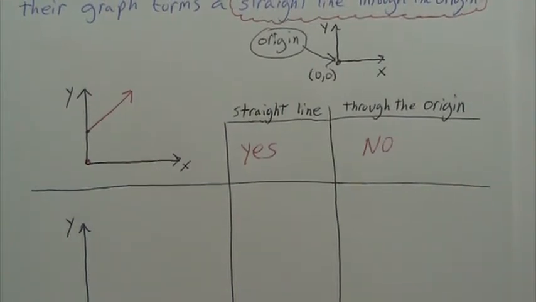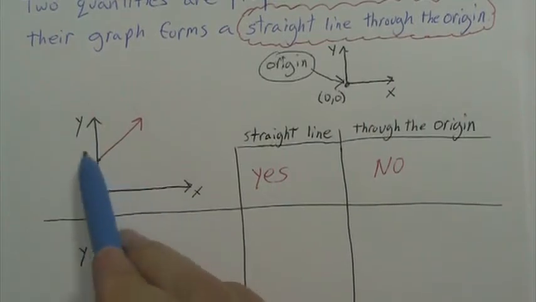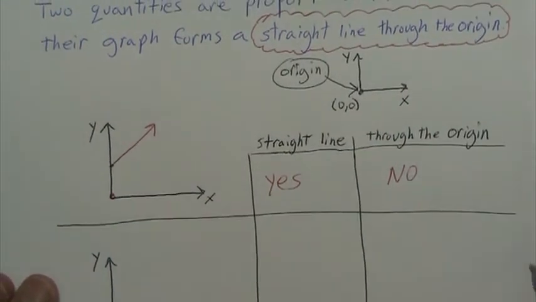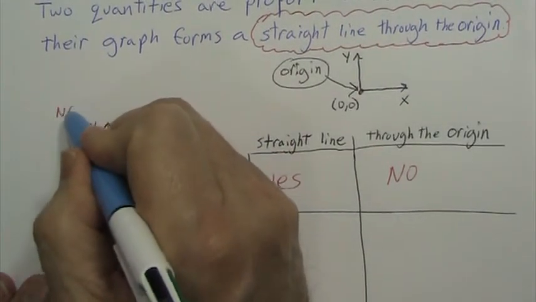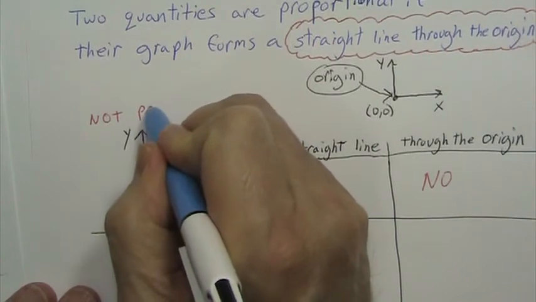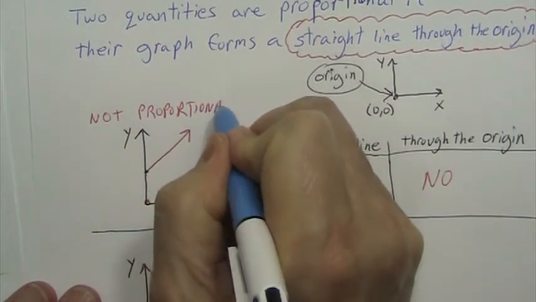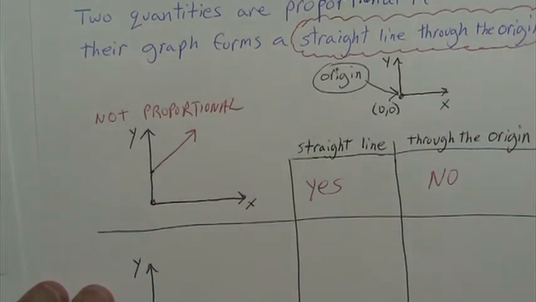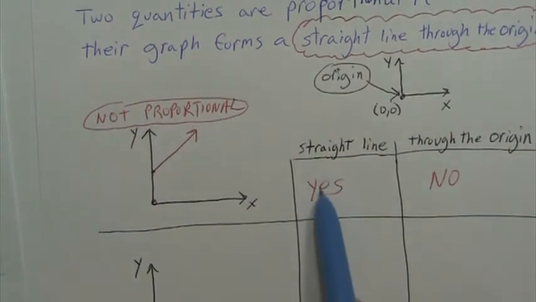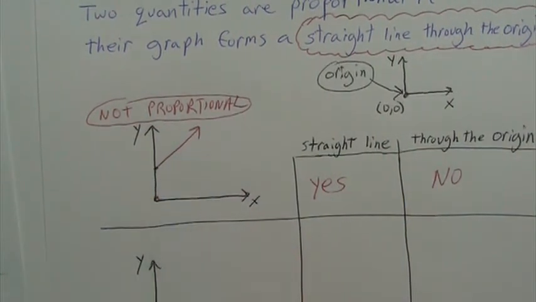So is it proportional? Is the relationship between y and x proportional? No, it's not proportional. And I'll just write this right above. Not proportional. It's not proportional. See that? Because, yeah, it's a straight line, but it's not going through the origin.